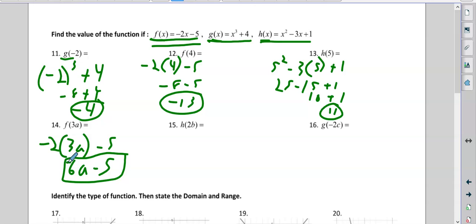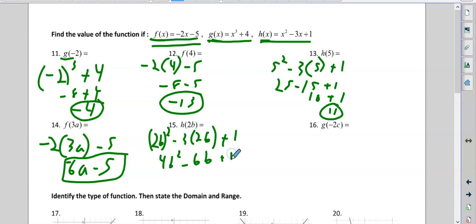All right. This one, we're going to plug 2b into h. So everywhere there's an x, we're going to replace it with a 2b. In parentheses, minus 3, again 2b, we're replacing the x with a 2b, plus 1. So 2b squared is going to be 4b squared, minus 6b, plus 1. Now we stop. That's as far as we can go.